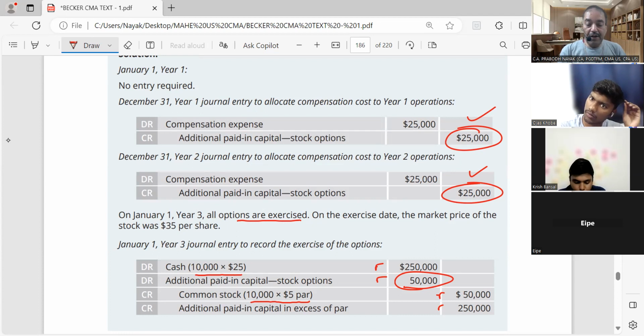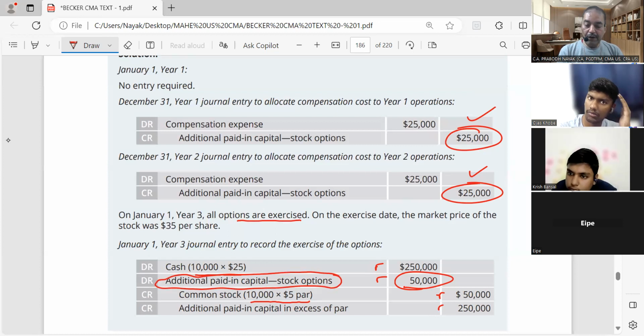So how will we cancel the provision? Credit is to be cancelled, so we debit that account. So additional paid in capital is debited. So that gets cancelled. 25, 25, 50 will get cancelled against this 50. So this 250 plus 50, 250 plus 50 are generated tax.